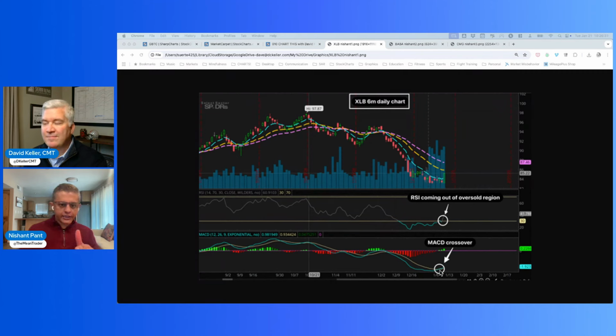There are a blue line and a yellow line, a signal line and a MACD line. When the MACD line is above the signal line, the blue line above the yellow line, it means the stock is in a bullish phase. MACD can also be used to find mean reversion setups. In this particular scenario, the blue line is below the signal line, which indicates that the stock is primarily stuck in bearish momentum. When the blue line crosses over or below that signal line, that's called a MACD crossover.